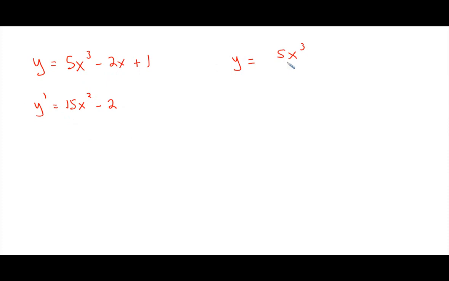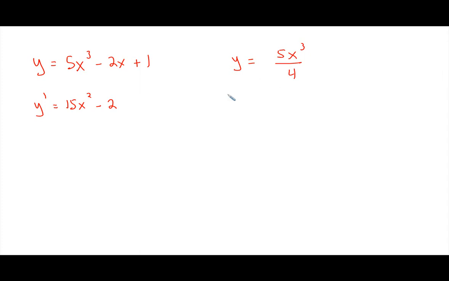Let's say we have y is equal to 5x to the third over 4. Now, here's where you need to be careful. Just because you see division doesn't mean you have to use the quotient rule. If you can avoid the quotient rule, you always want to avoid it because the quotient rule is a lot more complicated sometimes.